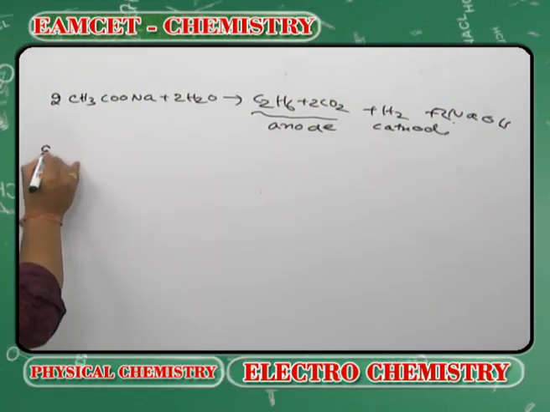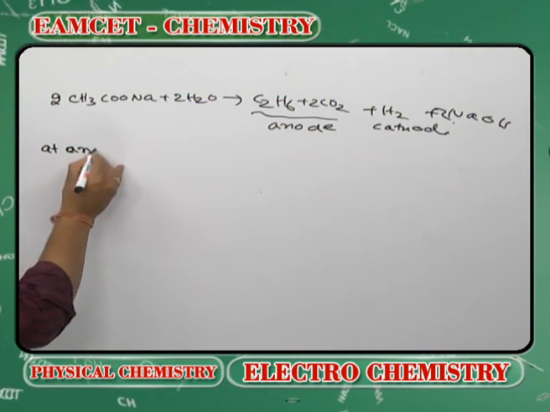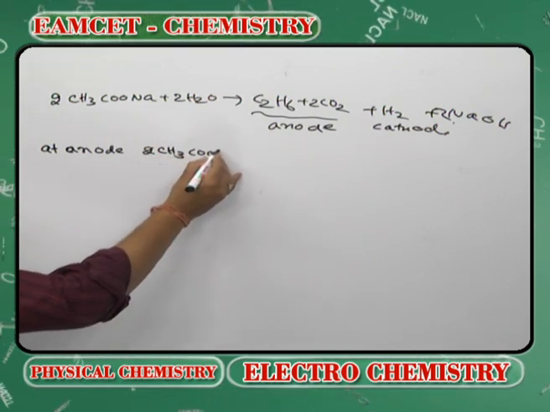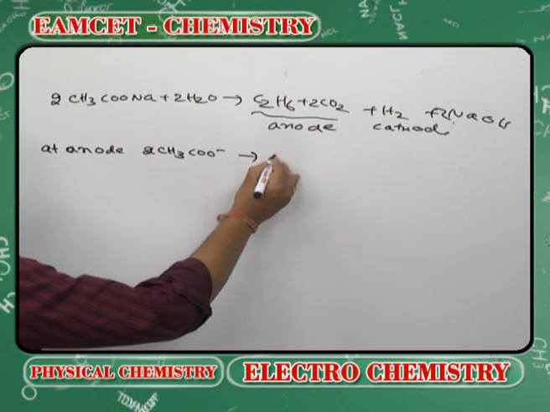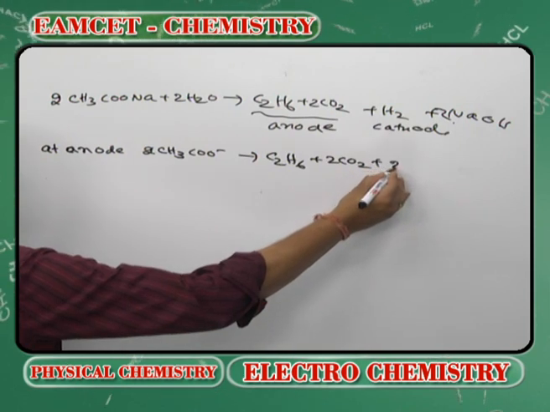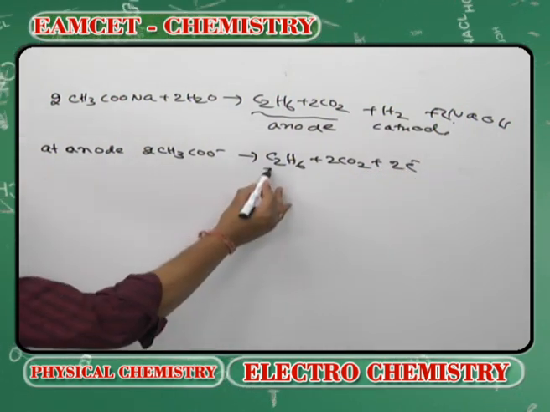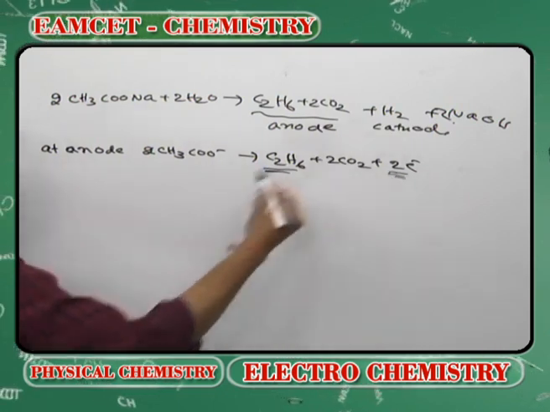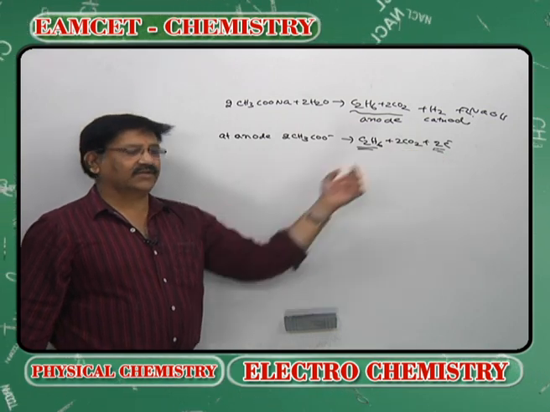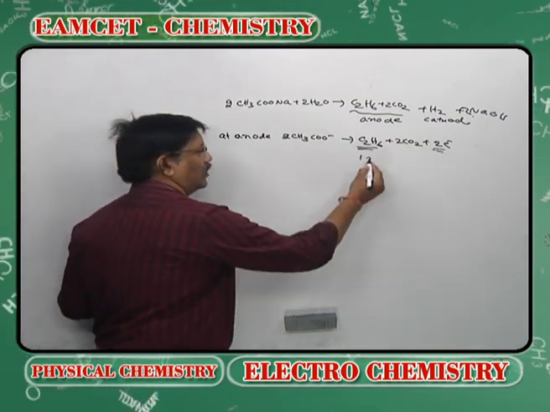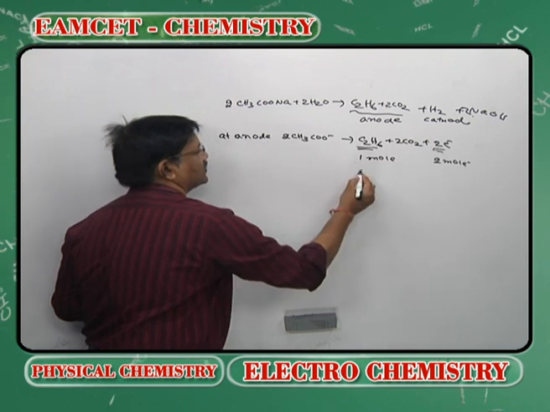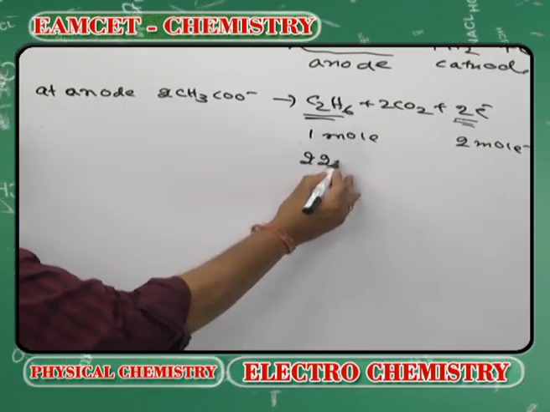Now, what is the reaction at the anode? At anode, 2CH3COO minus will give rise to C2H6 plus 2CO2 plus 2 electrons. So to get 1 mole of ethane, how many moles of electrons are required? 2 moles of electrons. That is for 22.4 liters.